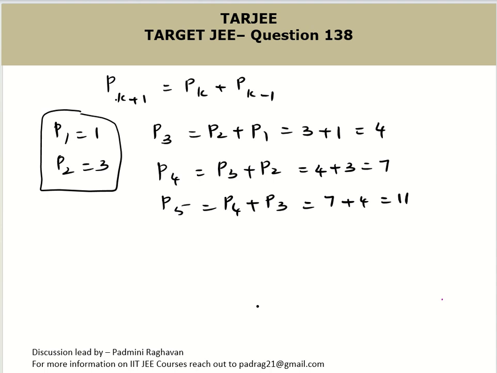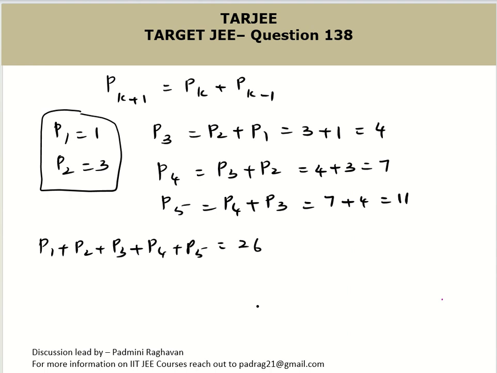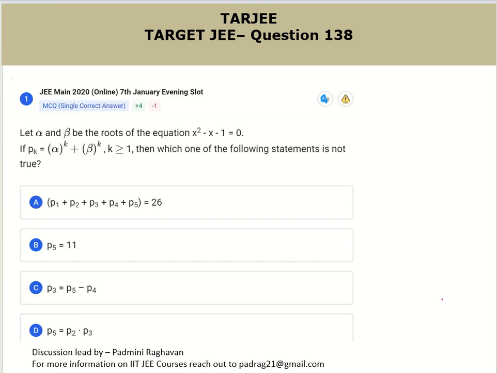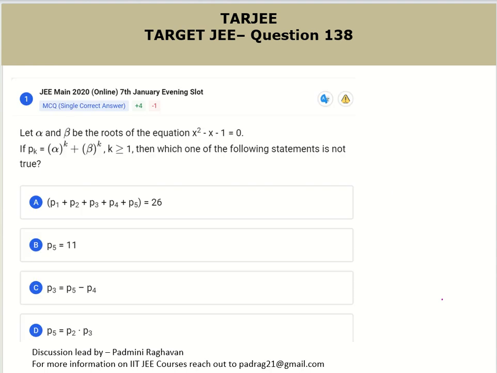The first one was P1 + P2 + P3 + P4 + P5, which is 11 + 7 is 18, 22, 25, 26. Let's see what the first option is. The first option says the sum P1 + P2 etc. is 26, which is true, but the question is which is not true. So option 1 is true. Then option 2 says P5 is equal to 11. Option 2 is also true.